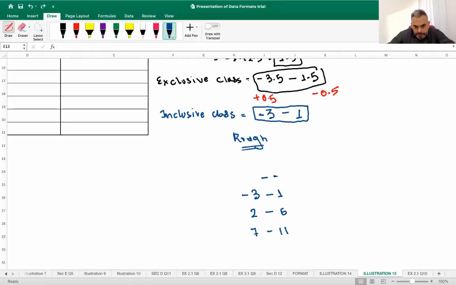Going below -3, over here -4, and then -8: minus 8, minus 7, minus 6, minus 5, minus 4. Then minus 9, minus 10, minus 11, minus 12, minus 13. So your first class will be -13 to -9. You do this in rough.